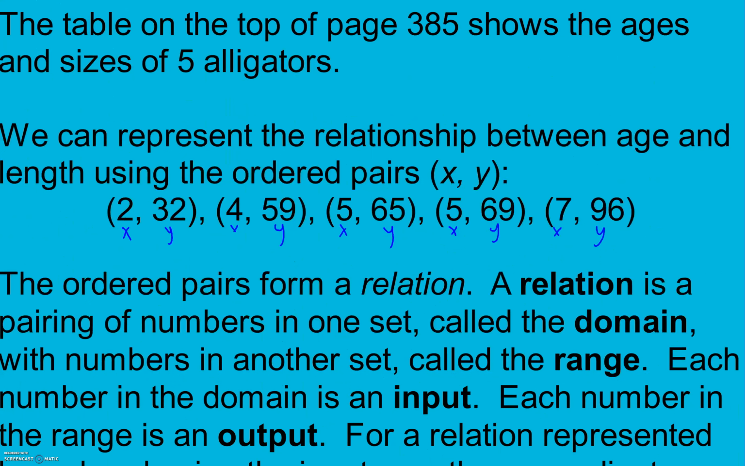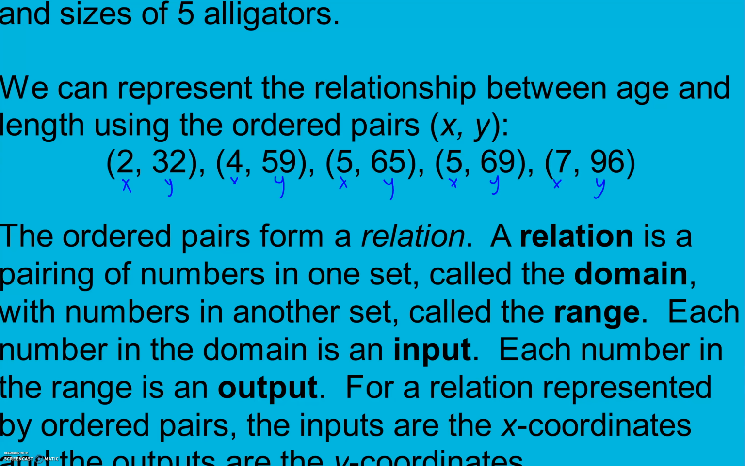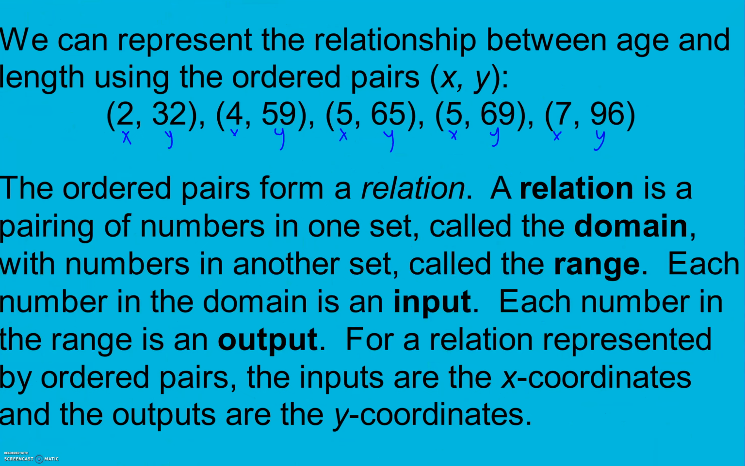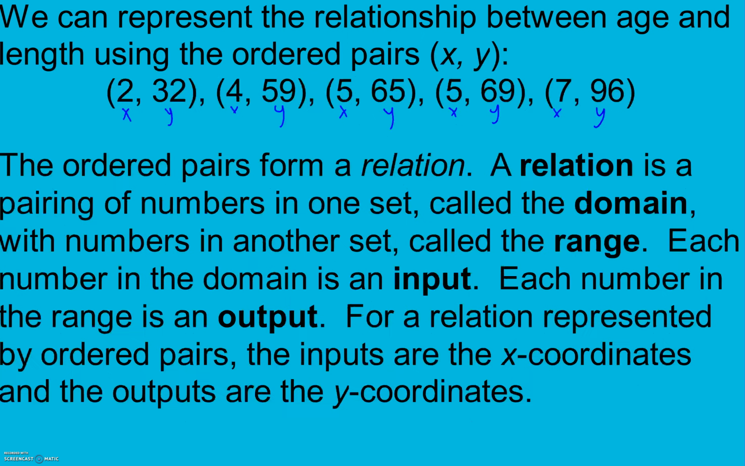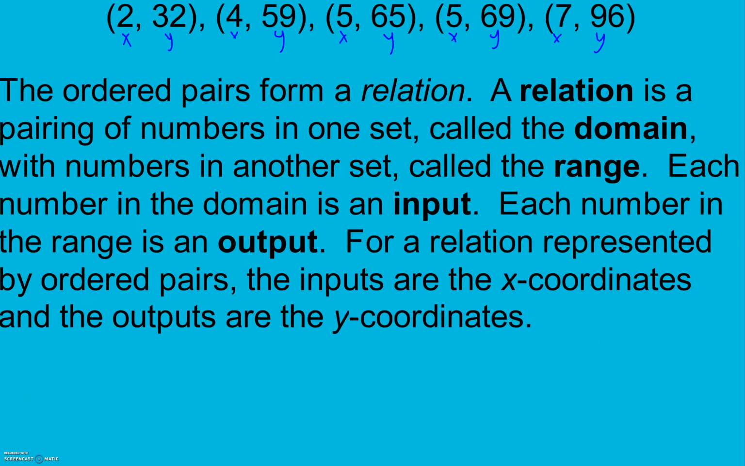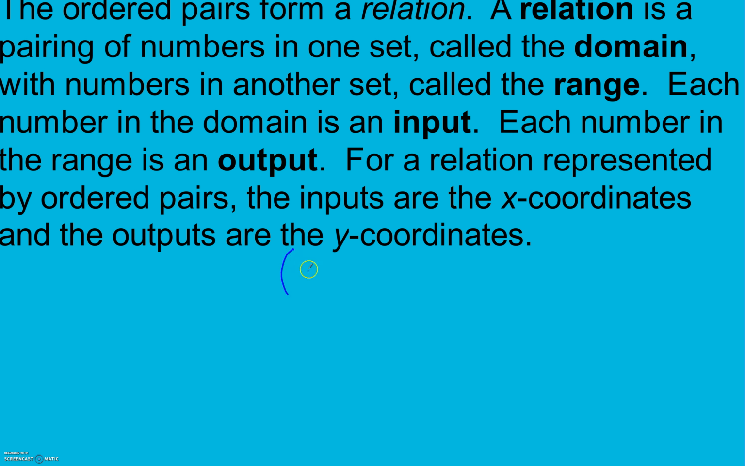A relation is a pairing of numbers in one set called the domain with numbers in another set called the range. Each number in the domain is an input. Each number in the range is an output. For a relation represented by ordered pairs, the inputs are the x-coordinates and the outputs are the y-coordinates. So here, if we have an ordered pair like 2, 4, the 2 is my x value, the 4 is my y value. The 2 is also my input, and the 4 is my output. And the 2 is also my domain, and the 4 is also my range.